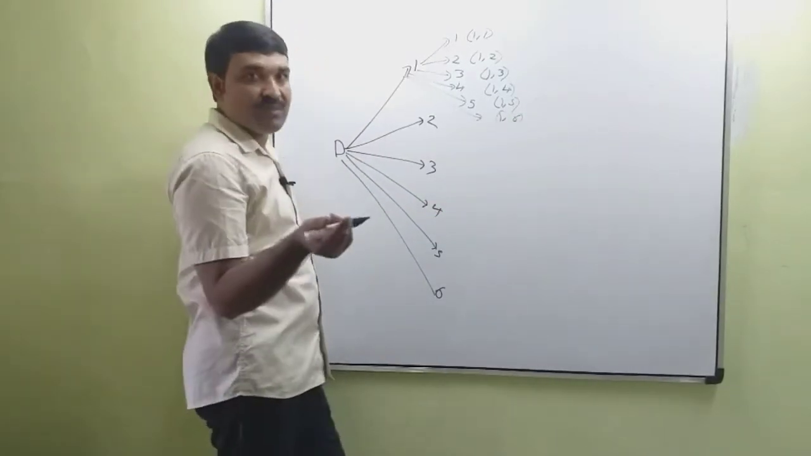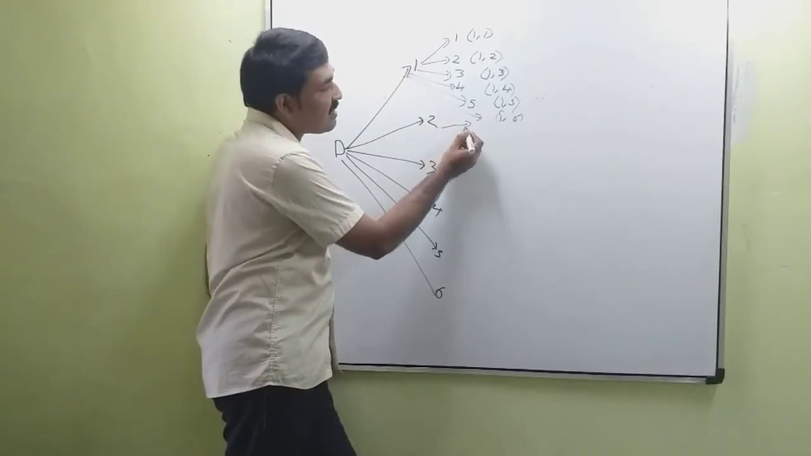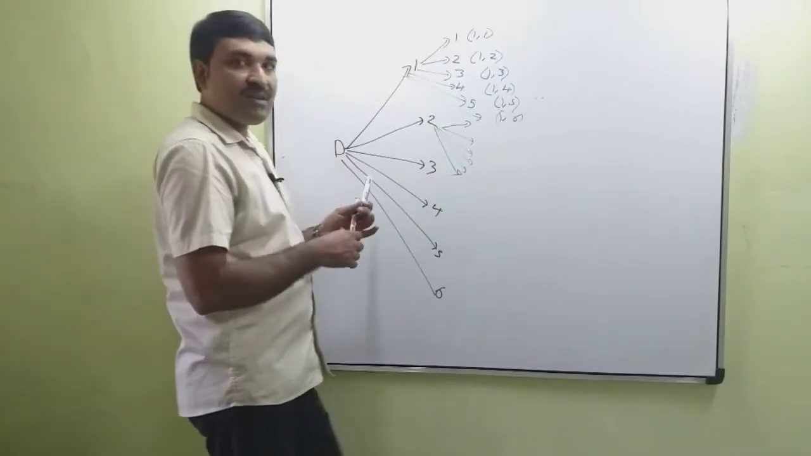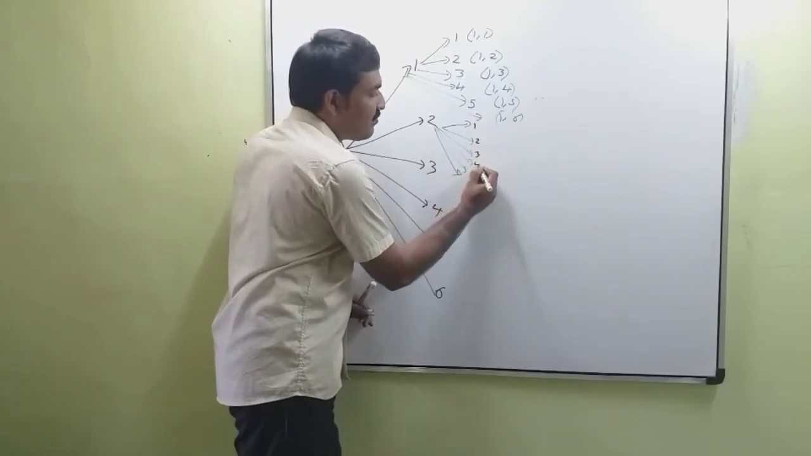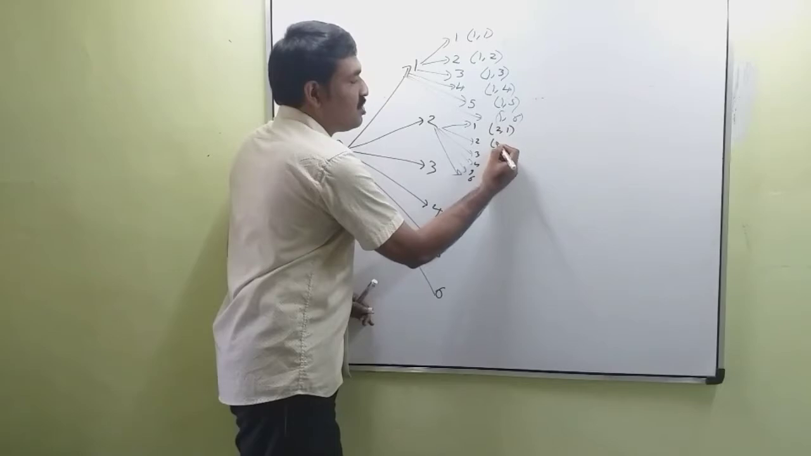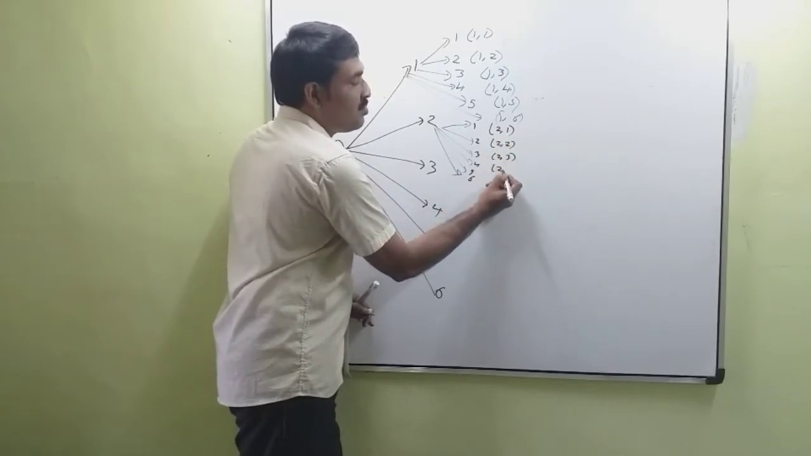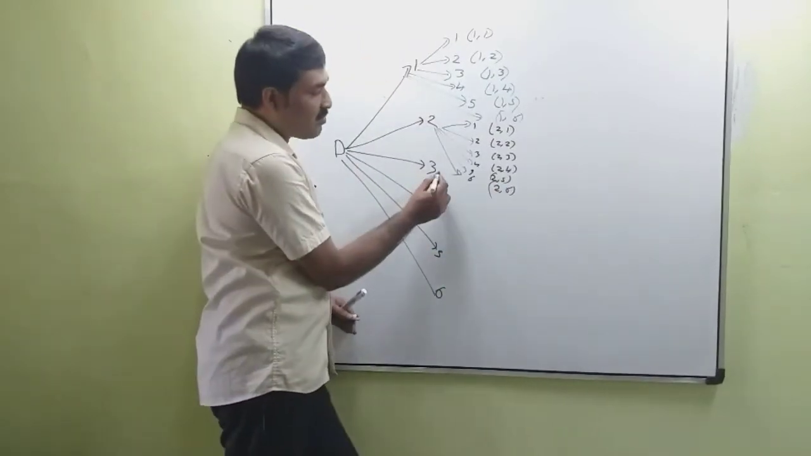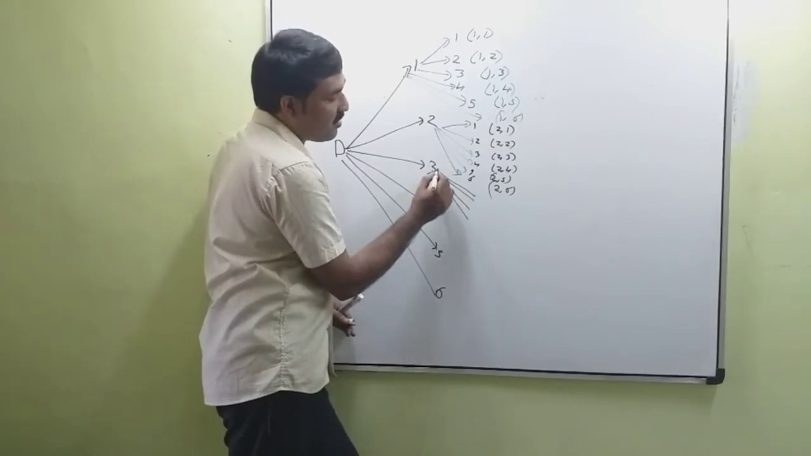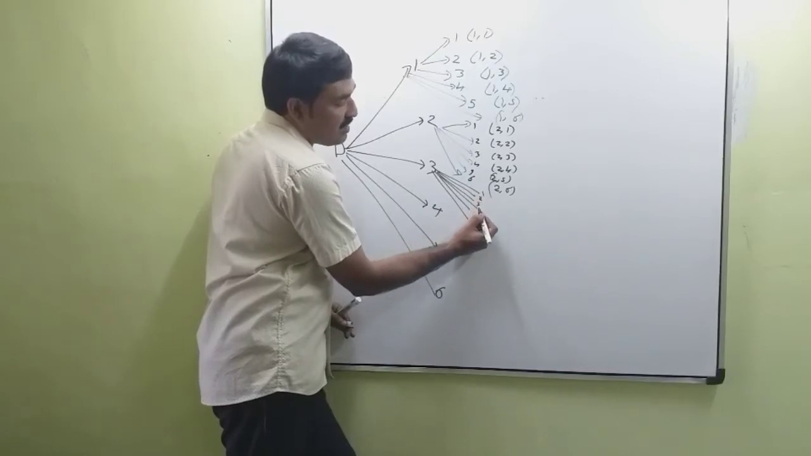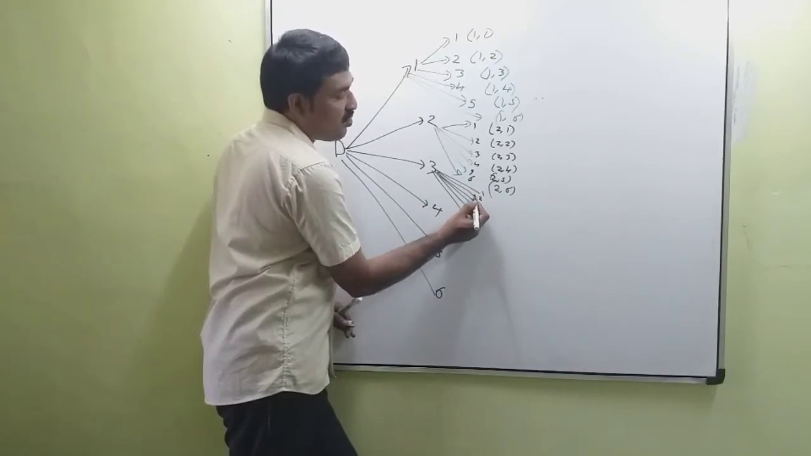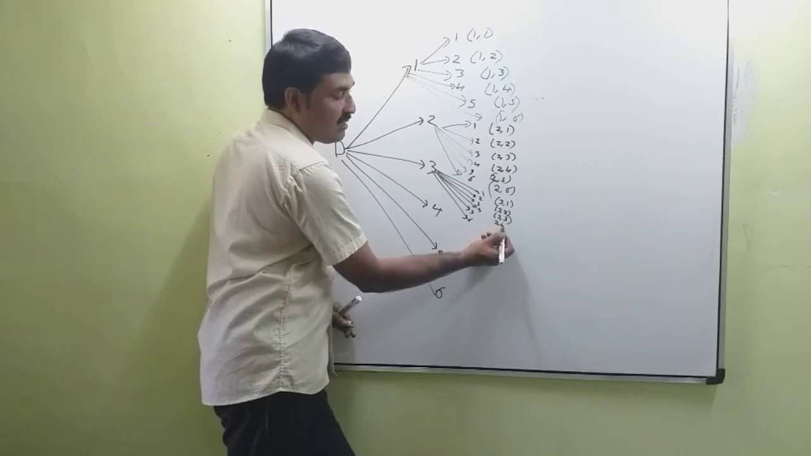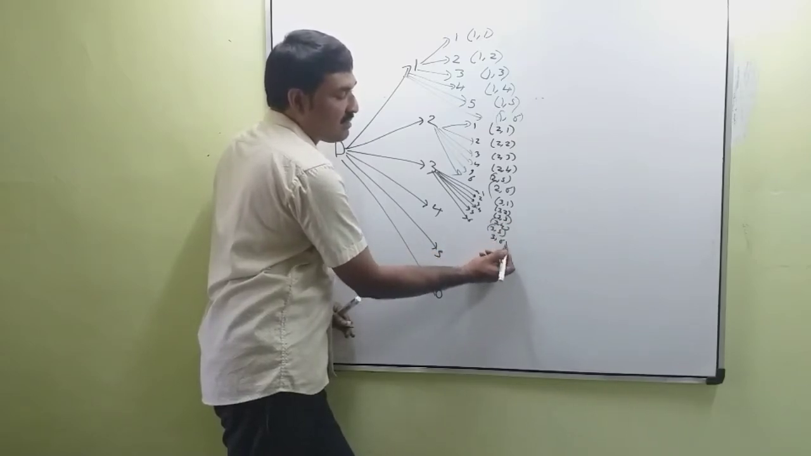Now, suppose on the first throw 2 came. Then on the second throw either 1, 2, 3, 4, 5 or 6 will come. So we have 2, 1, 2, 2, 2, 3, 2, 4, 2, 5 or 2, 6. This continues. What about 3? Again we have 6 possible outcomes: 1, 2, 3, 4, 5, 6. So 3, 1, 3, 2, 3, 3, 3, 4, 3, 5, 3, 6.